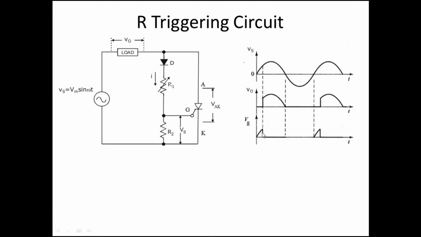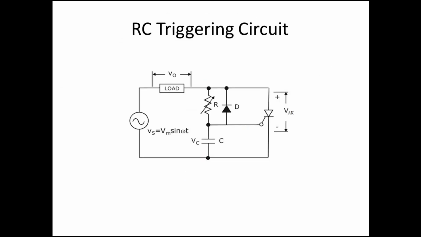So again, if we are triggering, the output voltage will be V0 and the conduction will be through this. Up to this point Vg will be there. After conduction there is no current through this, so Vg is 0. Okay, so this is the R triggering circuit, and the only defect is we can control the alpha between 0 to 90 only. So next is the RC triggering circuit.